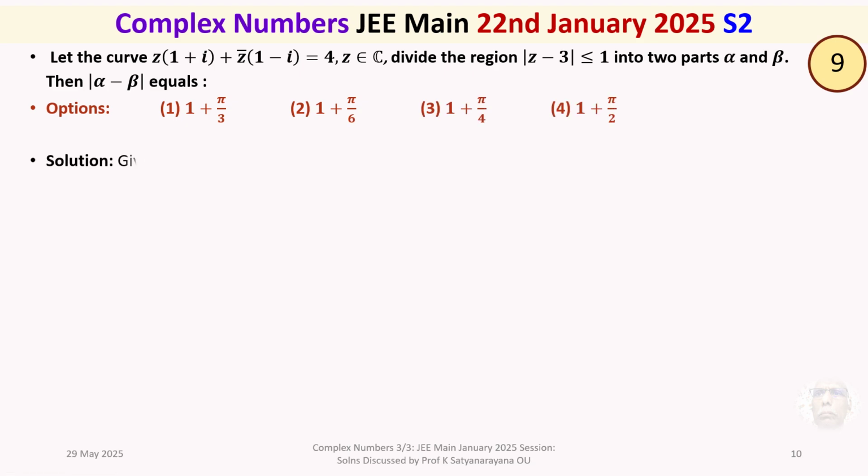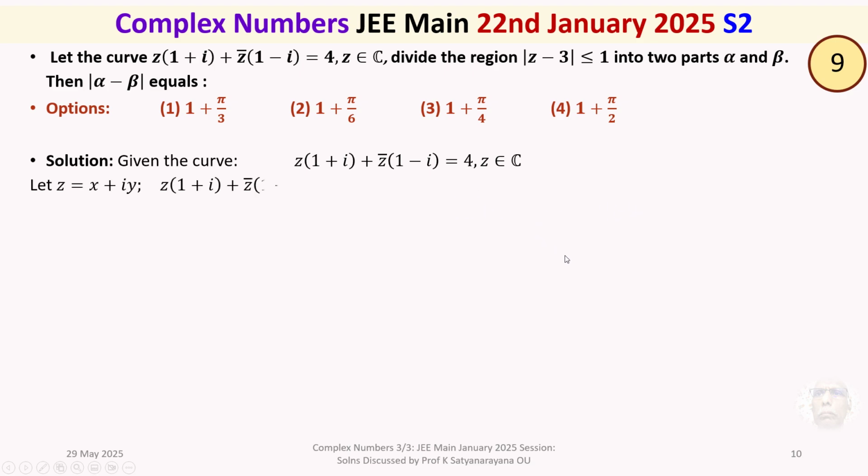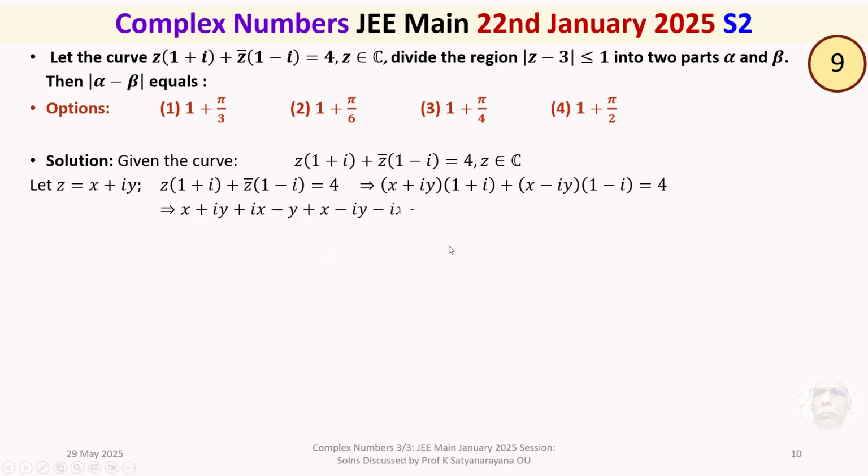Let's now discuss the solution of the problem in detail. We are given the curve z(1 + i) + z̄(1 − i) = 4, where z belongs to C. Writing x + iy for z, then z̄ will be x − iy. Substitute here and multiply. You will get this. Simplify, we will get 2x − 2y = 4. That will imply x − y = 2, that will imply y = x − 2.